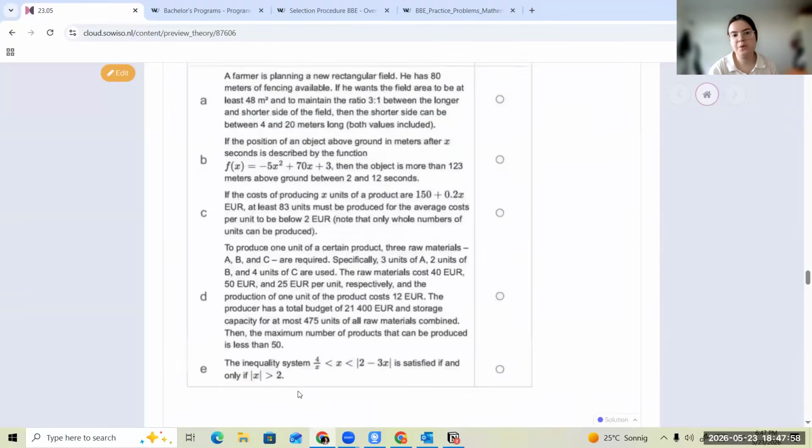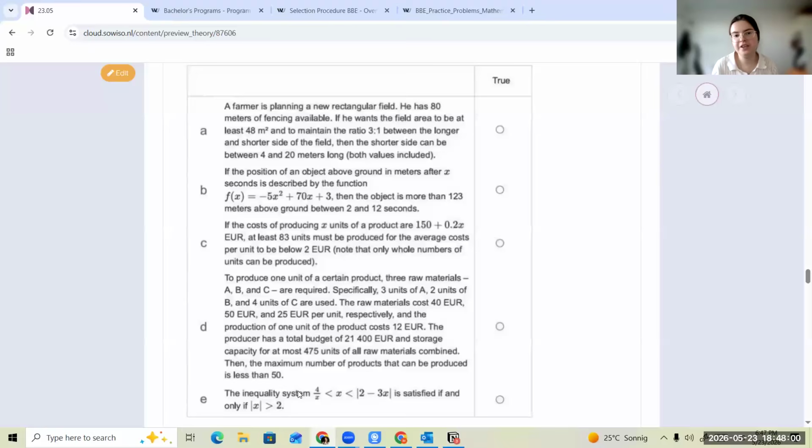So here we have a farmer placing a field. He has 80 meters of fencing available, so the perimeter has to be 80 meters because otherwise he runs out. And he wants the field area to be at least 48 meters squared, and to maintain the ratio of 3:1 between the longer and the shorter side of the field. With all of this given, what you have to check is whether it's true or false that the shorter side can be between 4 and 20 meters long.